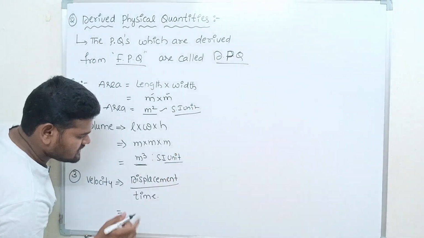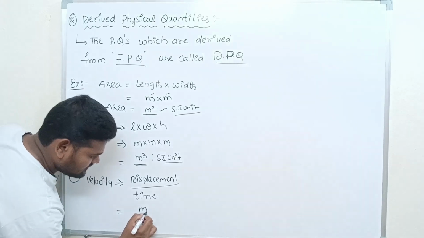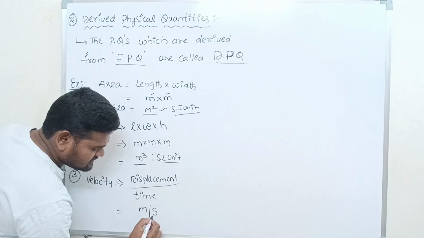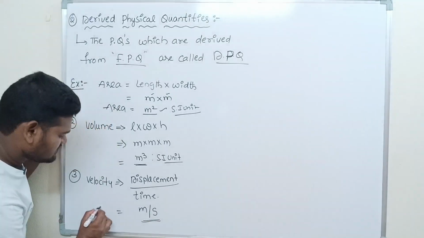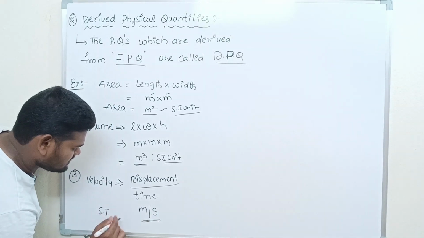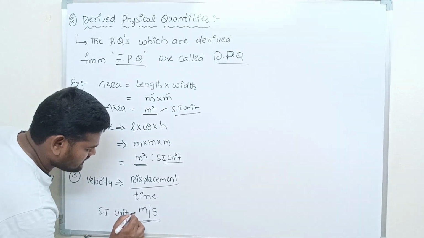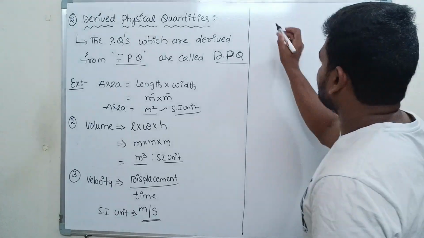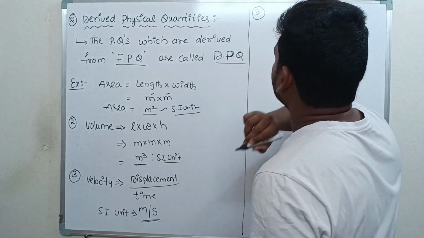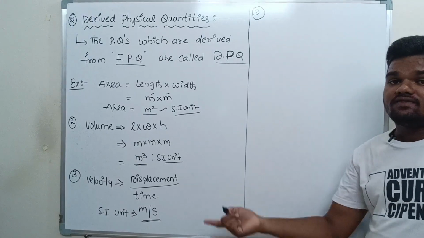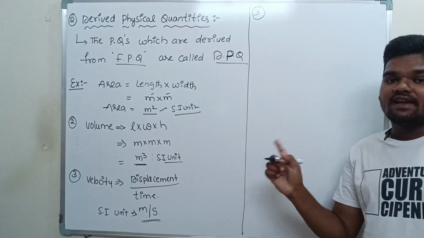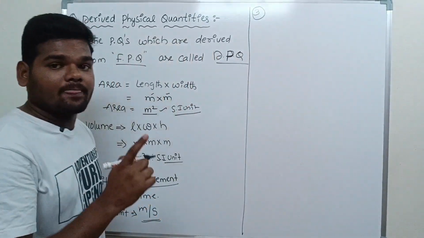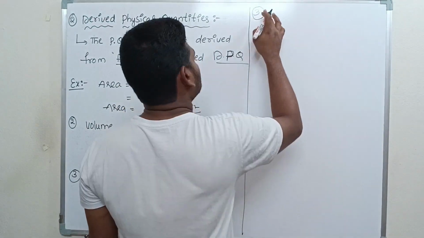Displacement is length. The SI unit for length is meter, divided by time, whose SI unit is second, so meter per second. The SI unit for velocity is meter per second. Are you getting? What is the difference between fundamental and derived physical quantities? Fundamental physical quantities are like alphabets, and derived physical quantities are like words derived from alphabets. Is it clear?